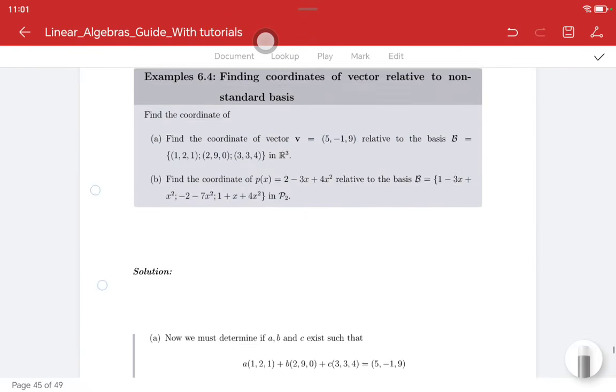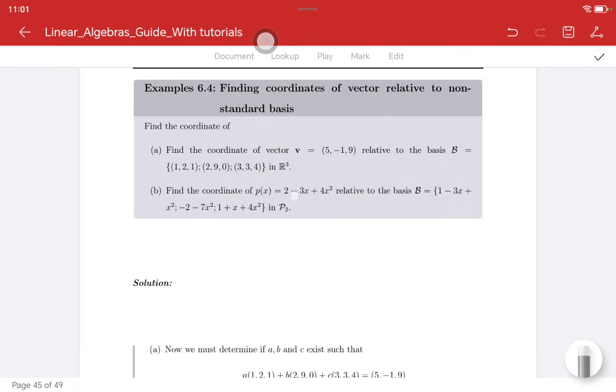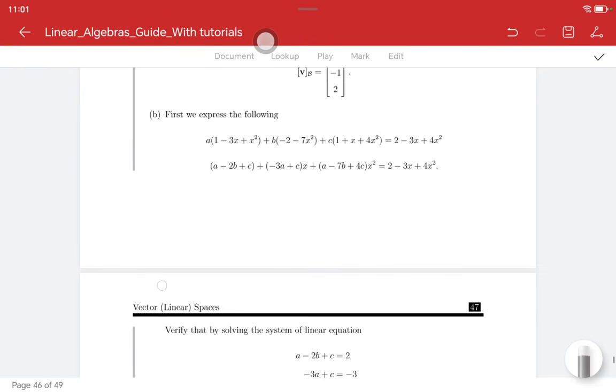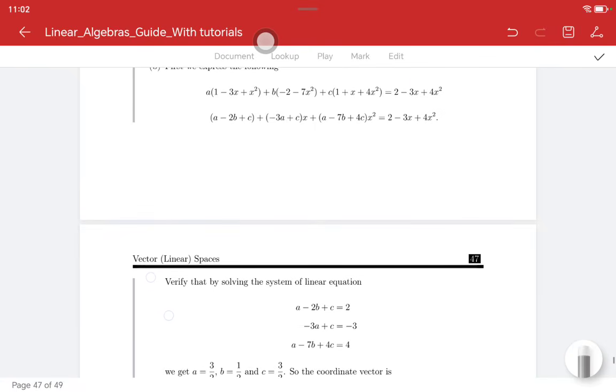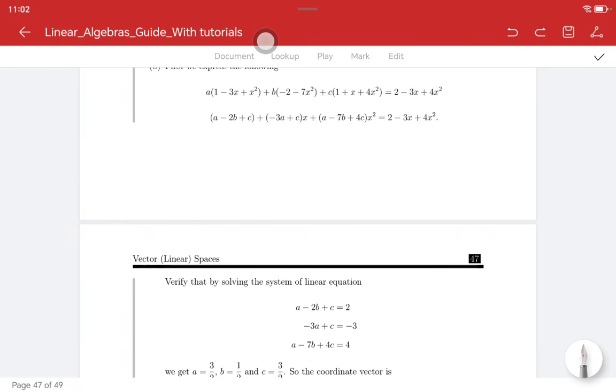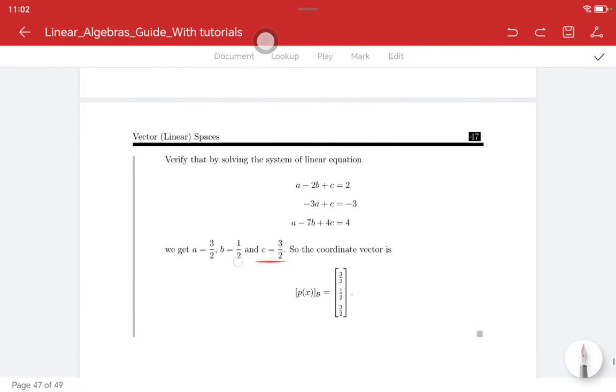The second question says that we should find the basis of P(x), which is the polynomials of degree at most 2, right? And the basis is this. You're also going to represent this as a linear combination of those scalars. Then you equate it to this vector or this equation. Then you start simplifying and solve for those scalars. After finding the scalars, you put them in the form of, if they are 3, it's 3 by 1. The coordinate vector [p(x)]_B must always be written like this.